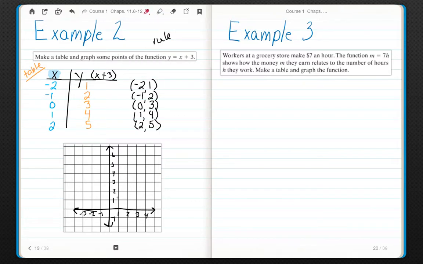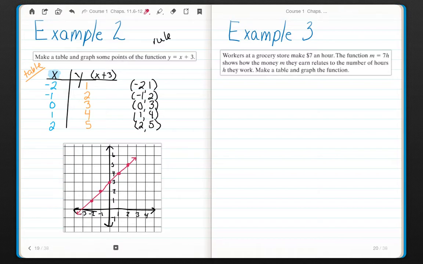So negative 2, 1: x is negative 2, y is 1. Negative 1, 2, 0, 3, 1, 4, and 2, 5. And you will notice that these make a nice, neat, straight row. Then I'm going to connect the dots. Using a ruler for this to make sure that your line is nice and straight is excellent.